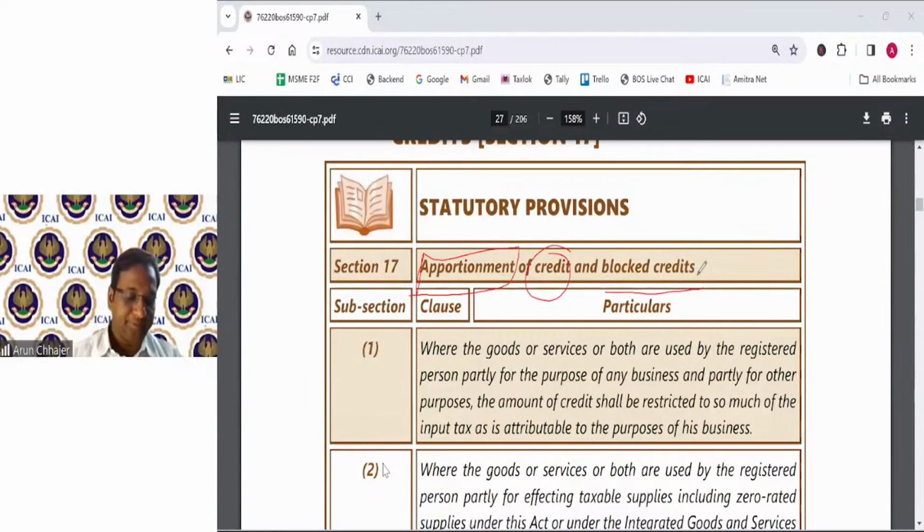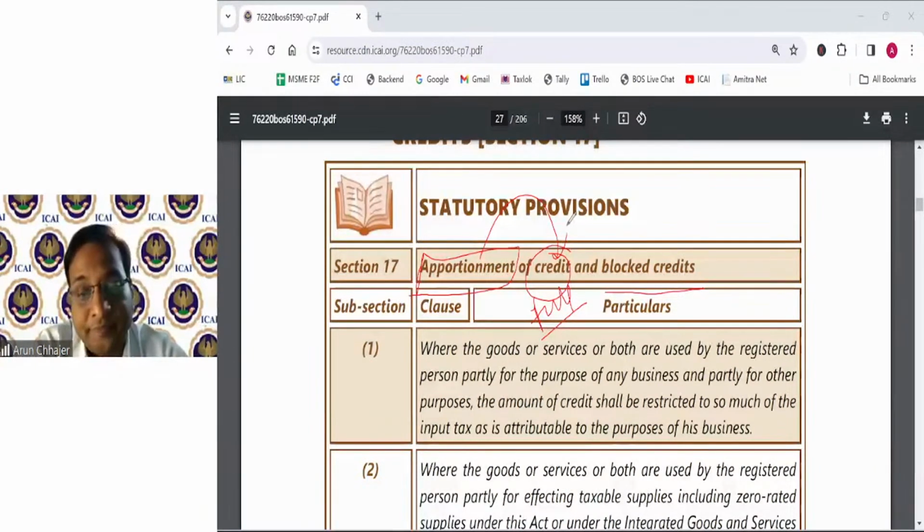Meaning thereby, in section 17, we will talk about apportionment of credit. Why is there a requirement of apportionment? Because you are not entitled to take the full input tax credit. Apportionment means you are dividing the credit. Why are you dividing the credit? Because we will discuss the reason and the situation. And it also talks about the block credit.